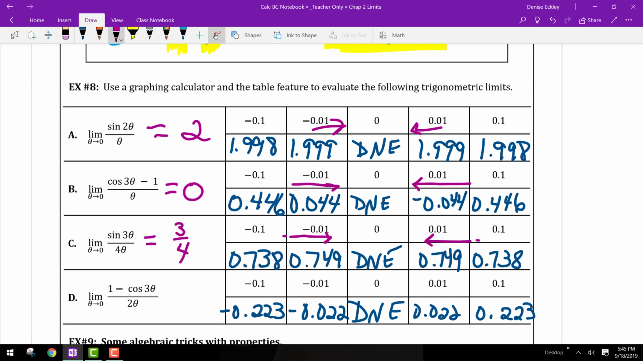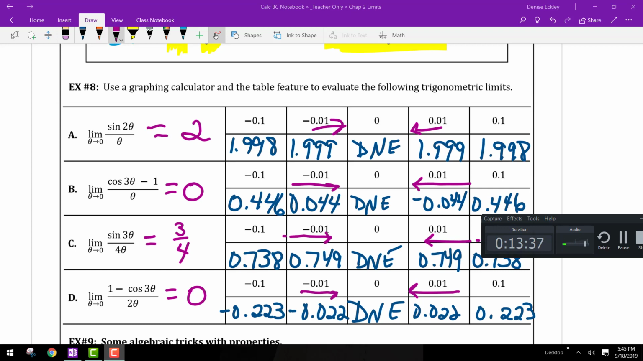And then finally the last one is like the second one, the cosine one. We're getting very small as we come from the left and very small as we come from the right, so we're headed to 0 again. So you can always use the table if you have your calculator and look at the left and right limits. So that's all I'm going to do in this video, and I will finish the section in the last video.